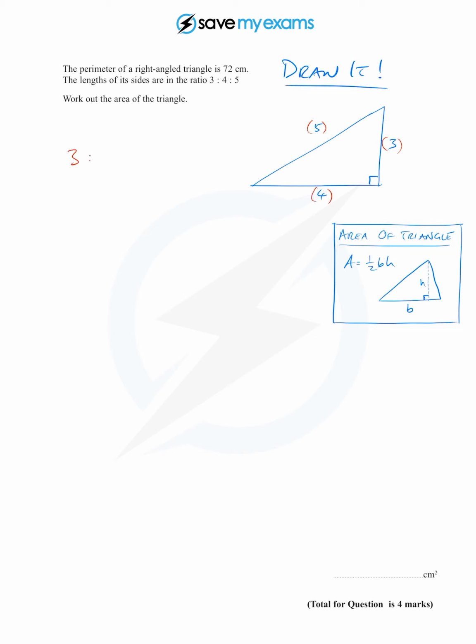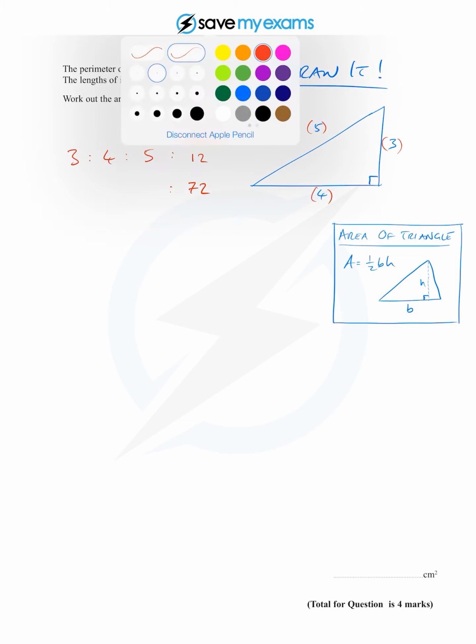So let's write down that ratio, 3:4:5. And we're actually given the total of all of those things as a length. So we probably need another bit here, which is the total. The total of 3, 4, and 5 is 12. And now we know that the total length of the triangle, the perimeter, is 72.